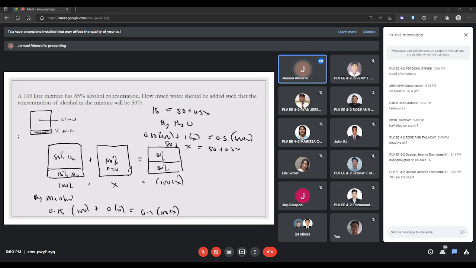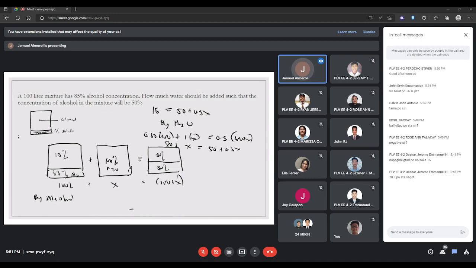Pag ginawa nating baliktad to, feeling ko nagkabaliktad na. Alcohol concentration. So, ito dapat yung 15. 85. Pabababain nga natin no? 85 to. Okay. Feeling ko nagkabaliktad na.